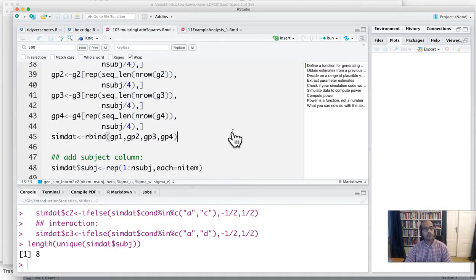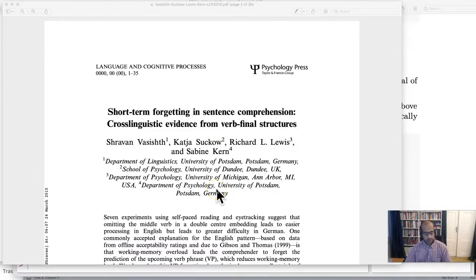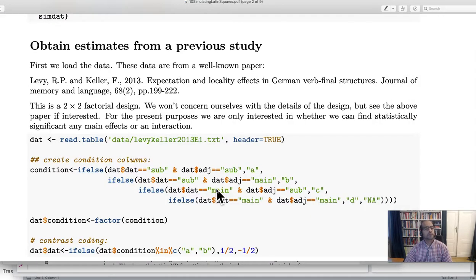Okay, so that's my motivation for using existing data. So as an example, what I'm going to do is I'm going to use existing data from somebody else's experiment. So this is Levy and Keller, because I'm going to run follow-up experiments on this study. So their experiment was a 2x2 factorial design, and the details of the design don't matter. What matters is that there are two main effects and one interaction.